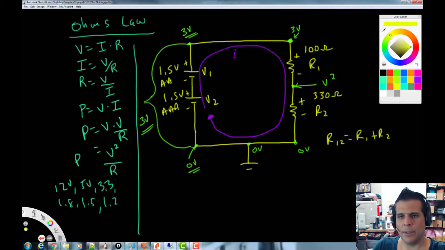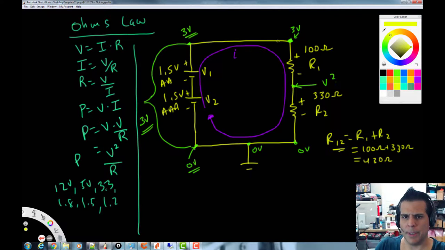All right, so if we were to replace the path from this upper node to this bottom node with one resistor and call it R12, it would just be the sum of the two resistors. So that would be 100 ohms plus 330 ohms, which equals 430 ohms. So we would just have one giant resistor.